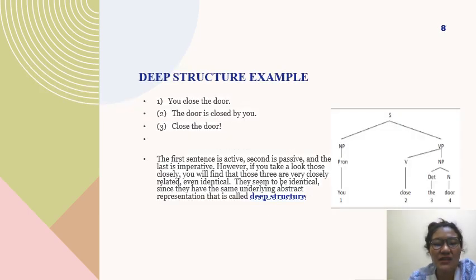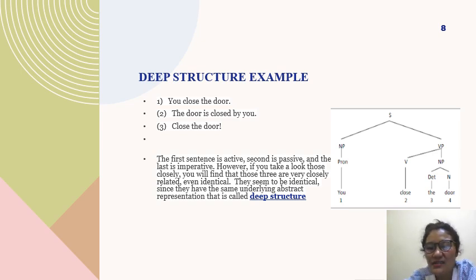Deep structure example. Okay, so here is the example. You close the door. The door is closed by you. Close the door. The first sentence is active, the second is passive, and the last is imperative. However, if you take a closer look, you will find that those three are very closely related, even identical. They seem to be identical since they have the same underlying abstract representation that is called deep structure.